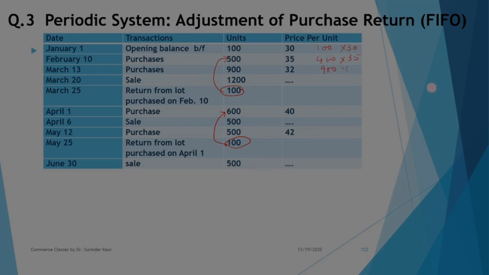So we have to balance out. Net balance will be: this lot is fully there with us, 900 into 20. This is sale. Then you have a purchase, but again from this lot 100 units have been returned. So net purchases of this lot are these 500 units. Then you have sale. Then this is the purchase at 42 rupees per unit, and then you have sale. So in all, if we compile the sales, we have a total of 2200 units sold.